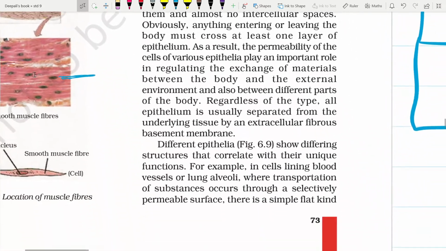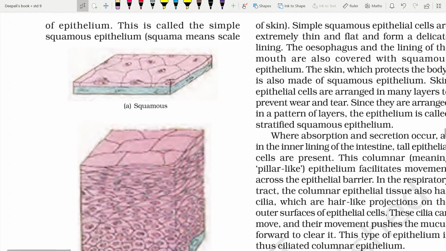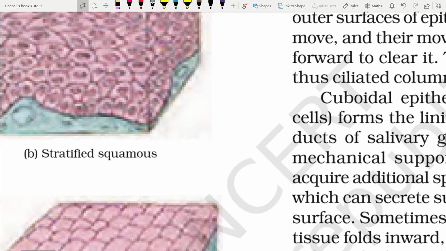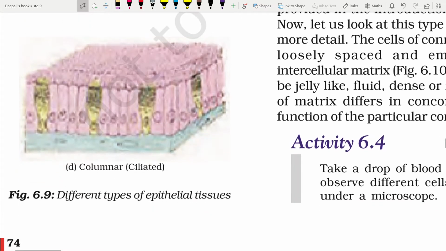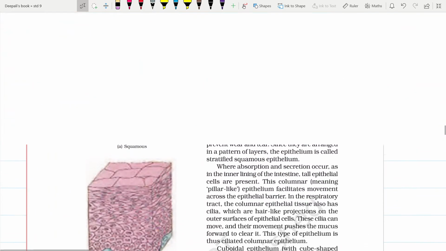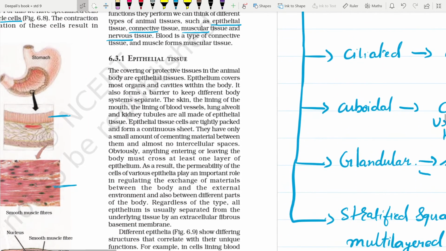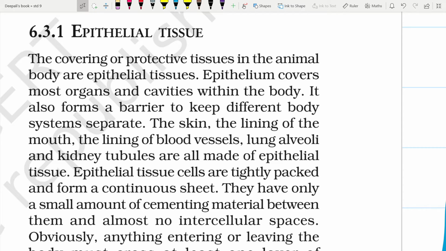So you can see the various figures of the various epithelial tissues. The squamous, then the stratified squamous, which is multilayered, cuboidal, and columnar ciliated. These are the different epithelial tissues. So the covering or protective tissues in the animal body are epithelial tissues. Epithelium covers the organs and cavities within the body.